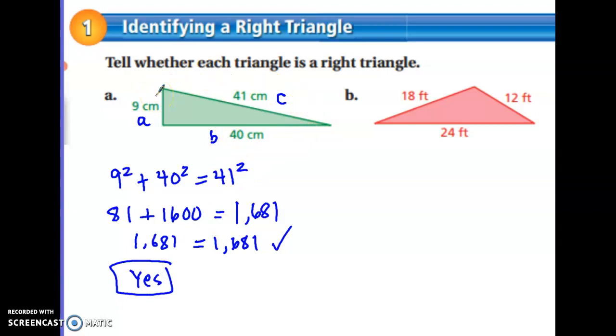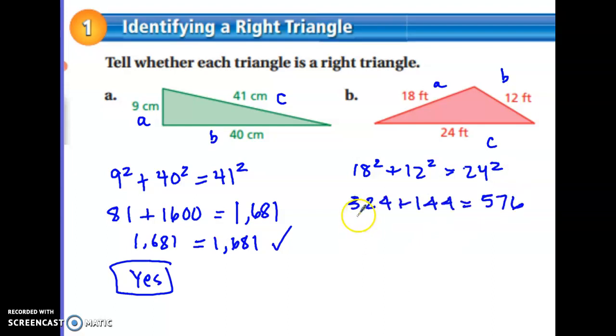Let's test out triangle B. I'm going to go ahead and start by labeling my A, B, and C. And I know C is always the longest side, so just remember that. So we're going to test out 18 squared plus 12 squared equals 24 squared. So go ahead and simplify your equation. So I get 324 plus 144 equals 576.